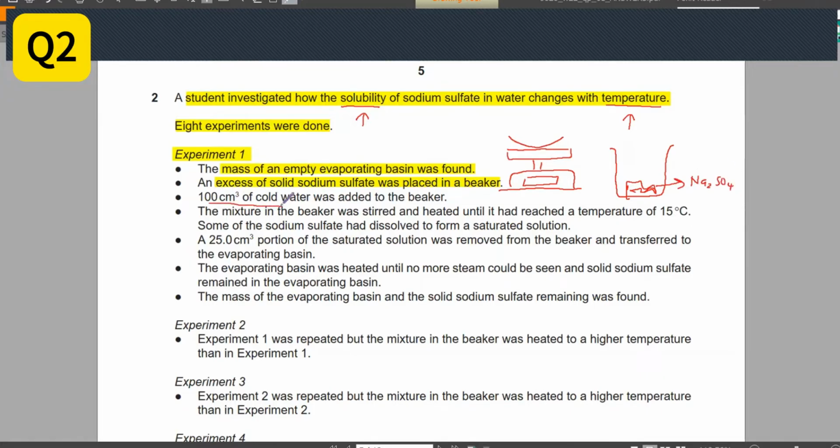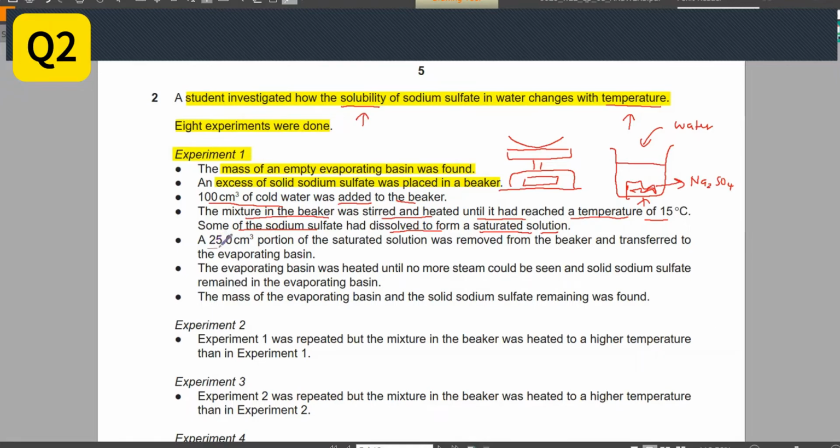100 cm cube of cold water added to the beaker. Okay, so added the water. The mixture in the beaker was stirred and heated until it has reached a temperature of 15 degrees Celsius. Some of the sodium sulfate had dissolved to form a saturated solution.